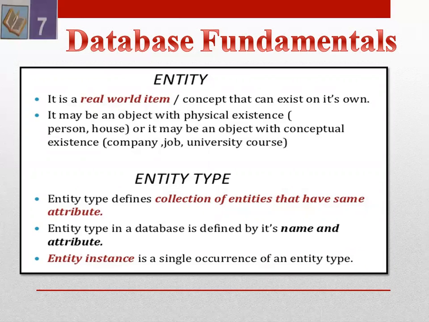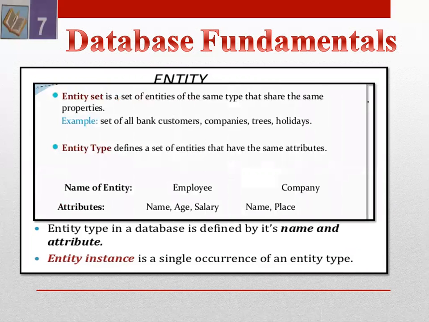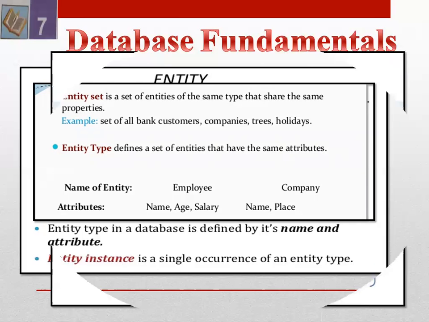So entity, it is a real world item, concept that can exist on its own. It may be an object, place, or person. So entity set is a set of entities of the same type that share the same properties. Example: set of all bank customers, companies, trees, holidays. Entity type defines a set of entities that have the same attributes. Name of entity: employee, attributes: name, age, salary. Name of entity: company, attributes: name, place, like this.